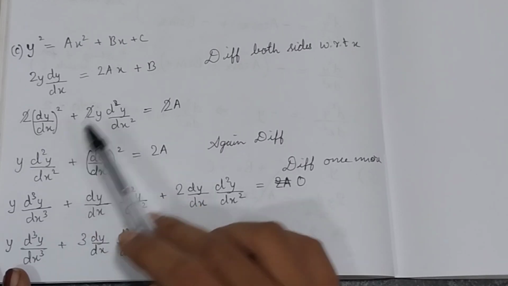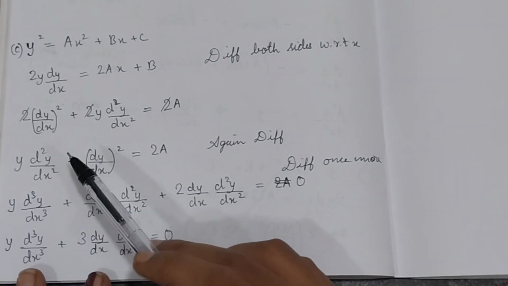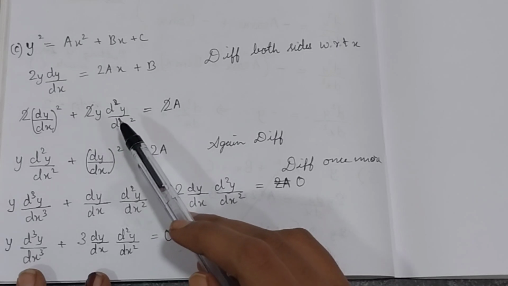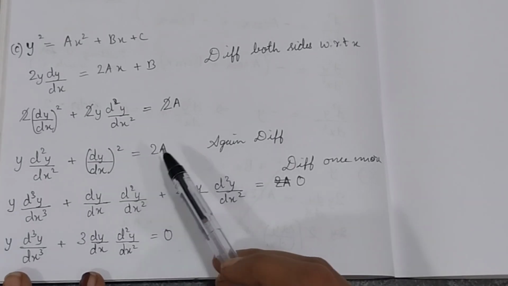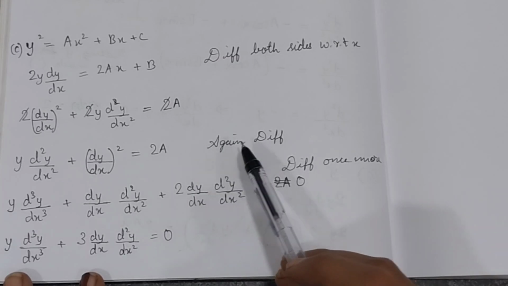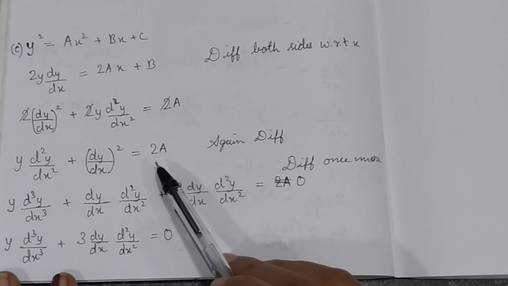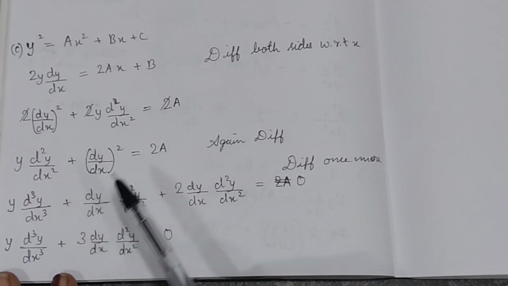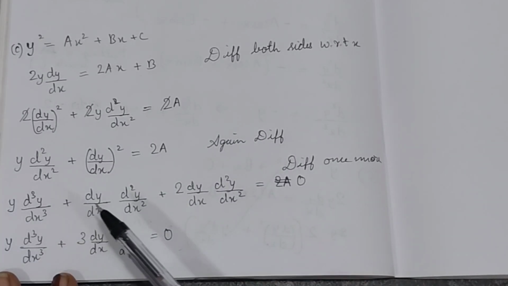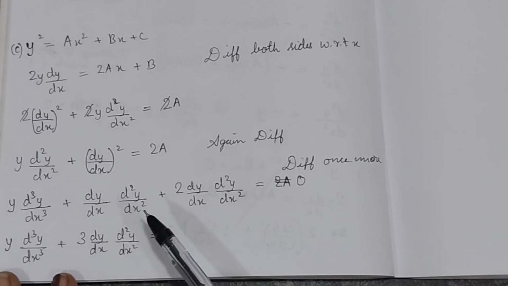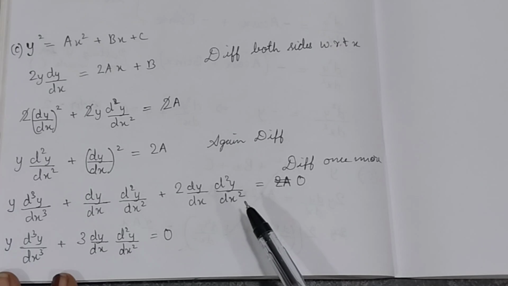Now we can take out 2 common and cancel it. So here after rearranging this equation, we will get y d square y by dx square plus dy by dx the whole square is equal to a. Now again differentiating, we have one more constant left here, so we have to differentiate again to remove this constant. So it will become y d cube y by dx cube plus dy by dx into d square y by dx square plus 2 into dy by dx d square y by dx square is equal to 0.